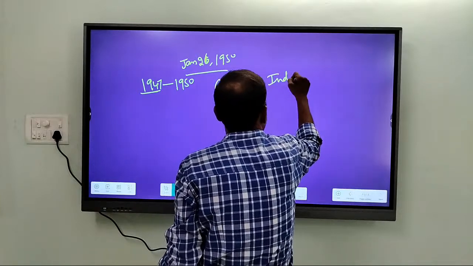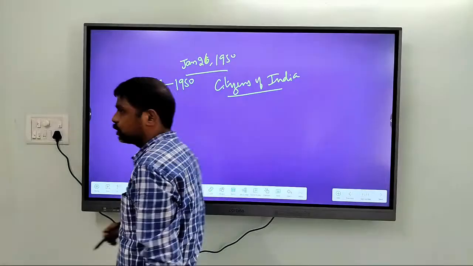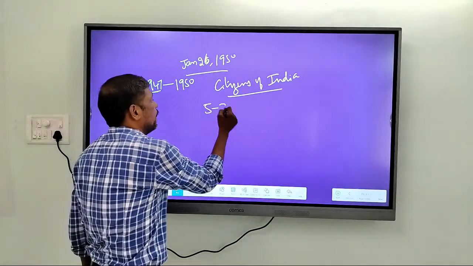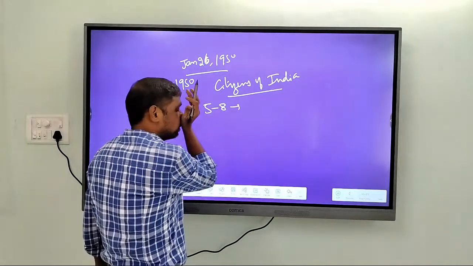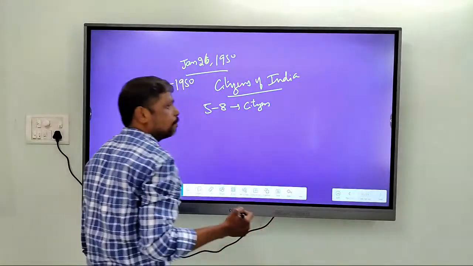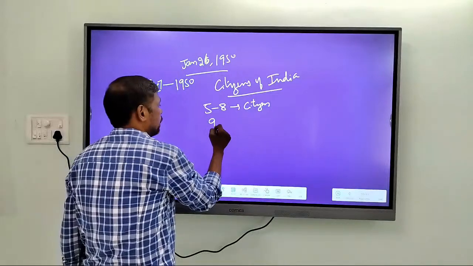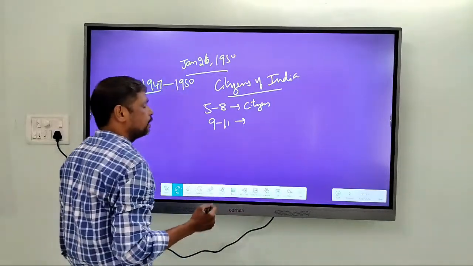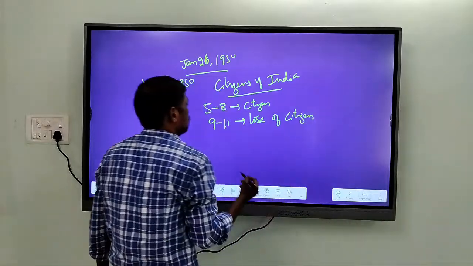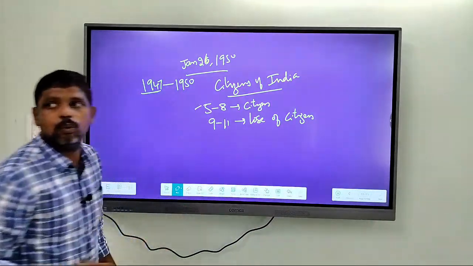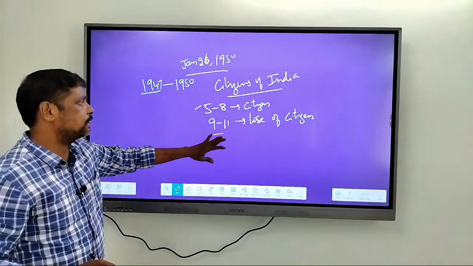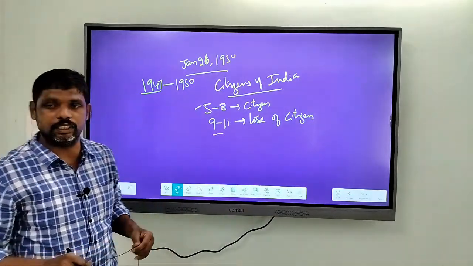If you take this category of people, remember, before going to that, articles 5 to 8 deal with the citizens at the time of commencement of the constitution. Whereas articles 9 to 11 deal with laws of citizenship. So first is about those who are treated as citizens of India at the time of commencement of the constitution. Second, from articles 9 to 11, it is laws of Indian citizenship.